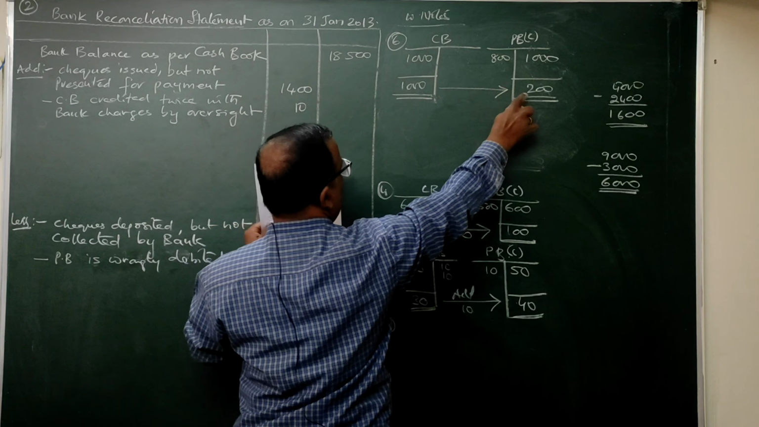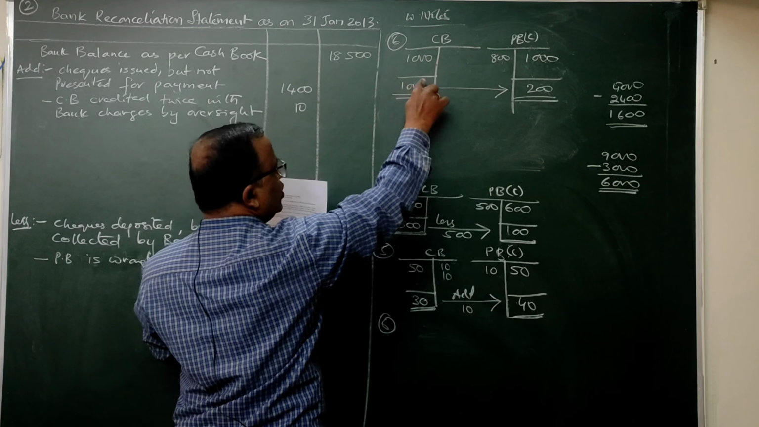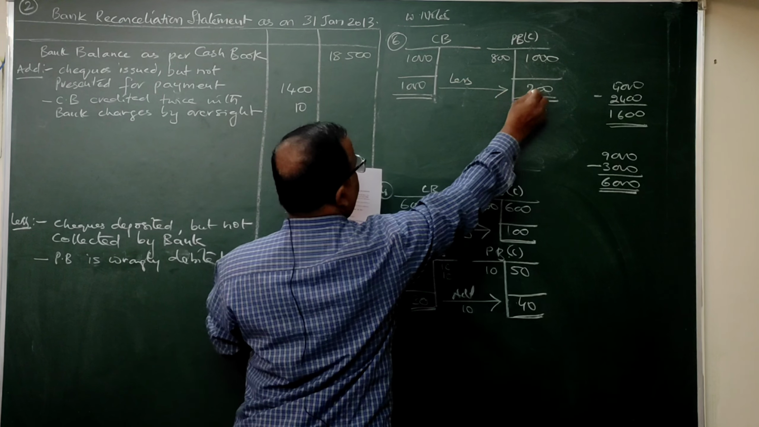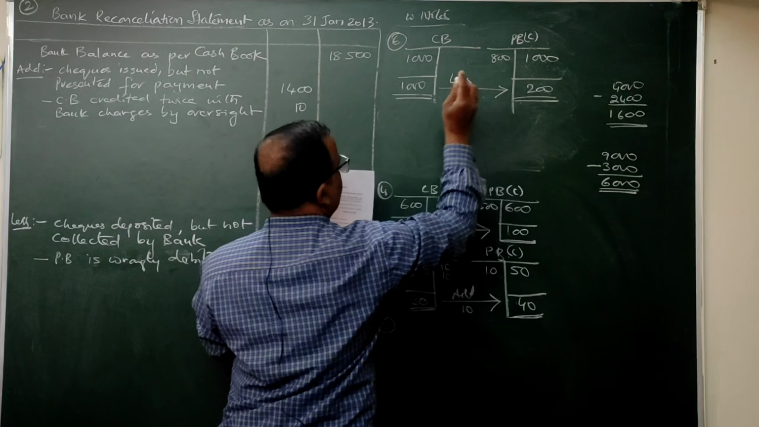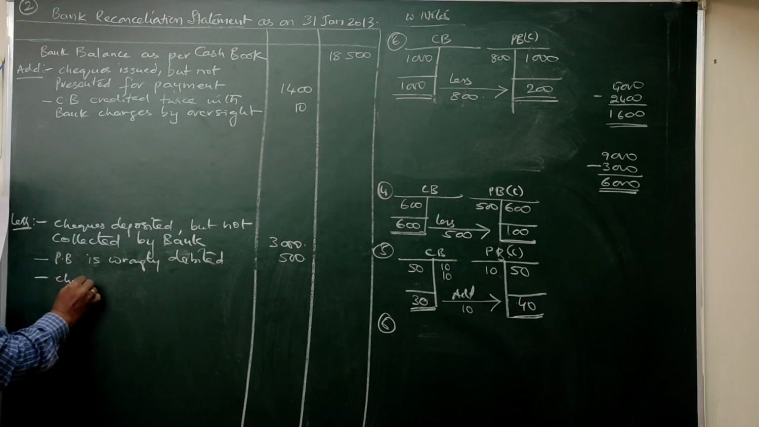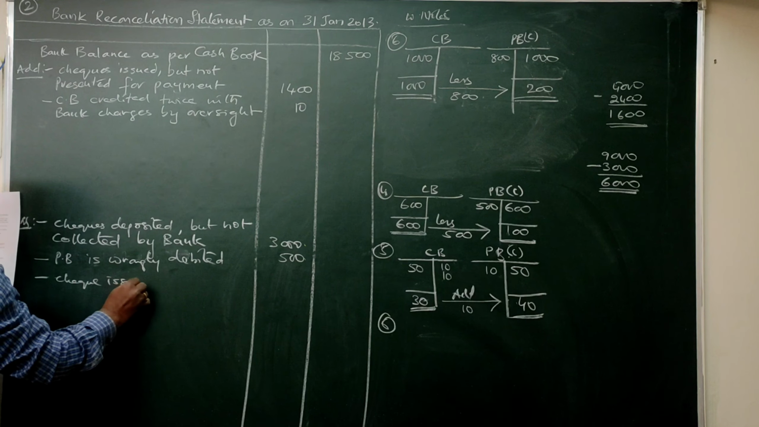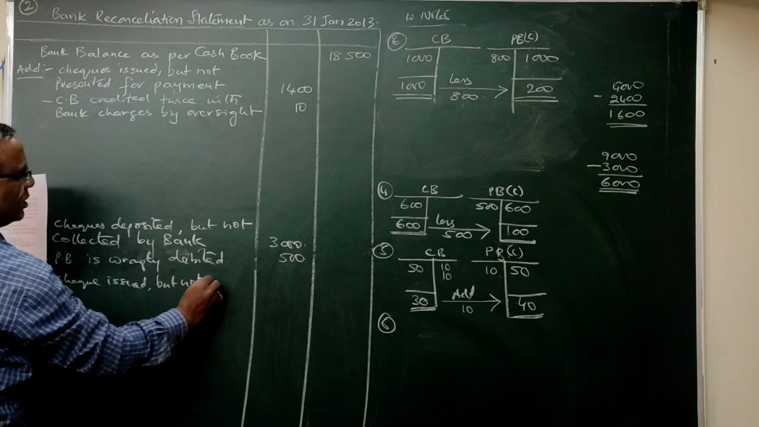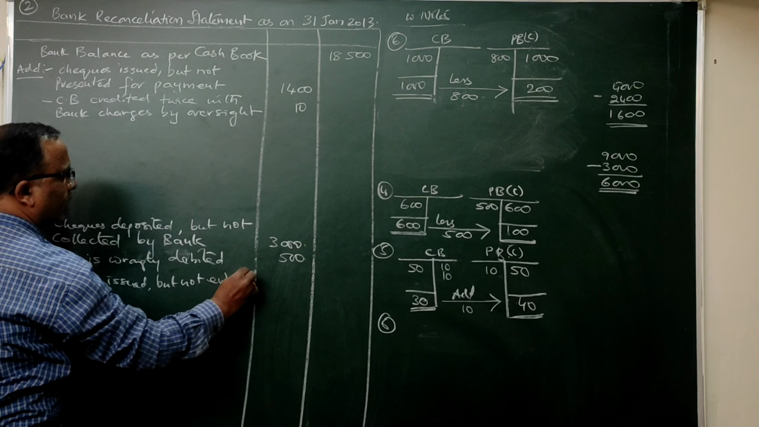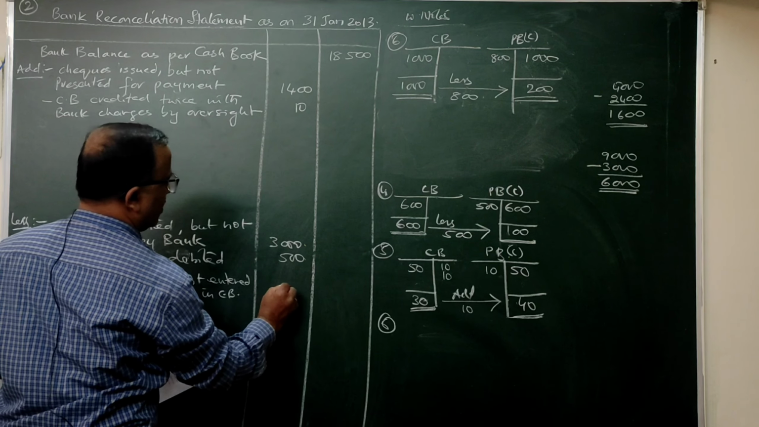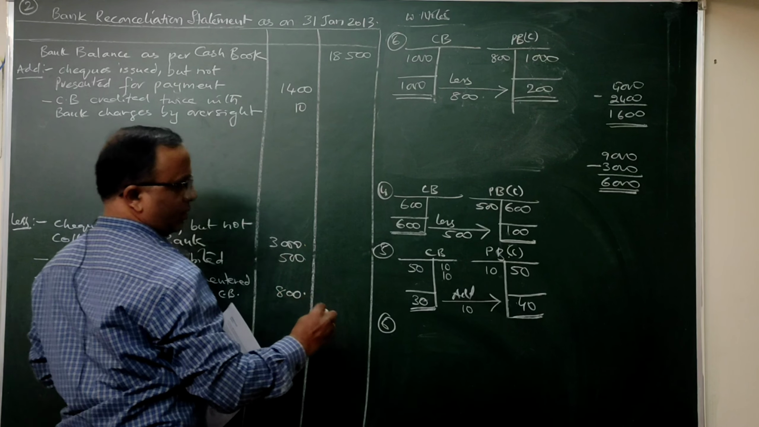Our arrow mark will point towards the constant side. 1000 should be converted to 200. So to this 1000, what should we do? From this we should subtract. How much should we subtract? 1000 minus 200 means 800 we should subtract. So below less, what will you write? Check issued but not entered in cash book, 800.